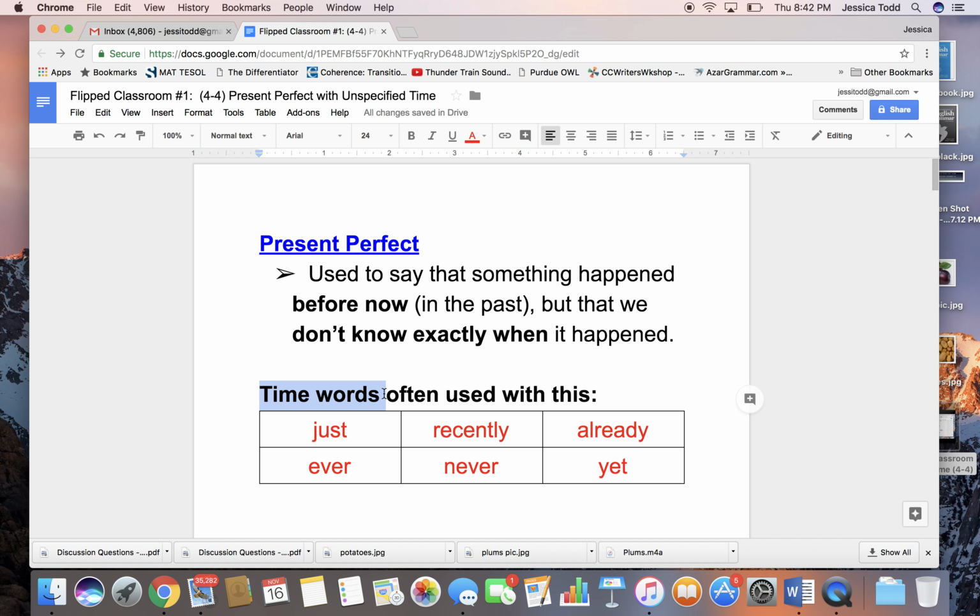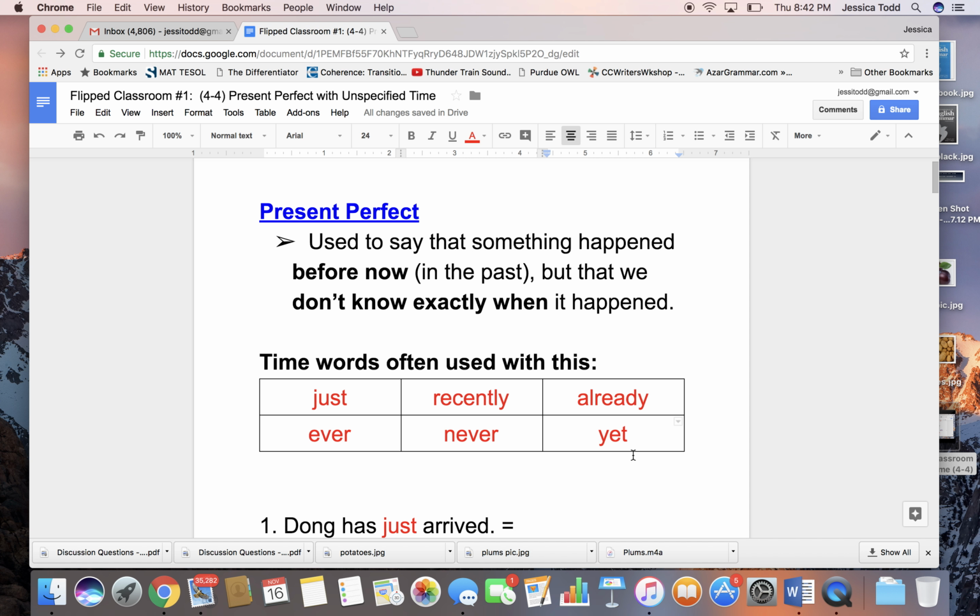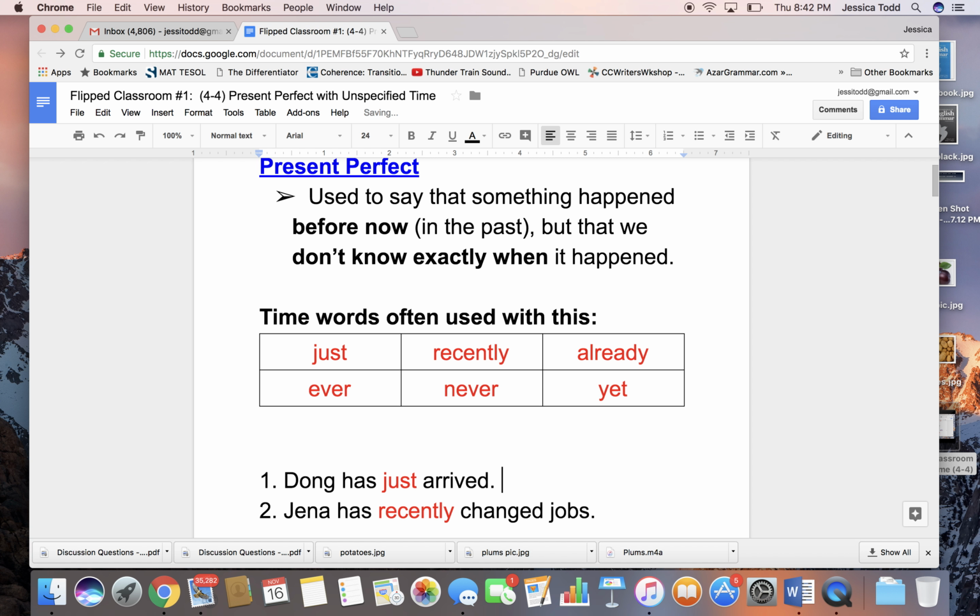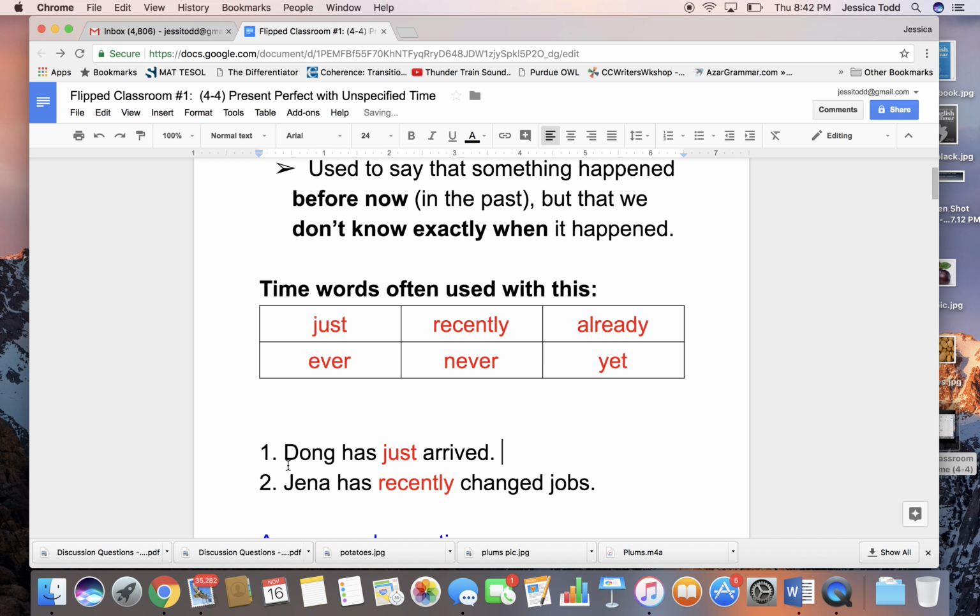Some time words that we often use with present perfect to talk about the past are these in the chart below, and we're going to talk about some of them today. The words are just, recently, already, ever, never, and yet. Okay, and we're going to talk about 4 of these words in just a moment. Okay, let's take a look at some example sentences down here.